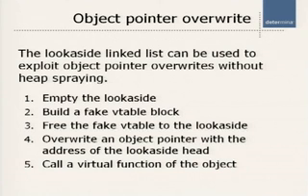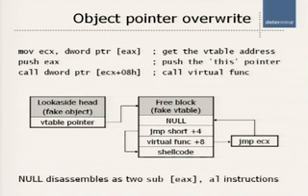So what we can do is empty the look-aside. We can build a fake vtable that contains just pointers to our shellcode, and then we can free that. When we free it, the head of the look-aside linked list, I think, I have a diagram here.